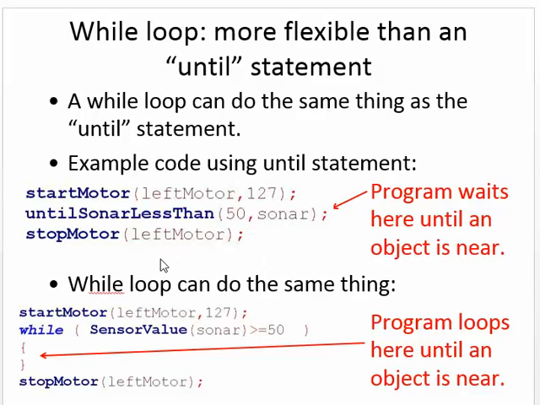A while loop can do the same thing as what this until up here was doing. Start the motor. All right, start the left motor. While the sensor value, the sonar, they're telling which sensor is getting a reading of greater than or equal to 50. So the left motor is going to keep running while the sensor value is greater than or equal to 50. As soon as it gets to 50 or less, it's going to stop the motor.